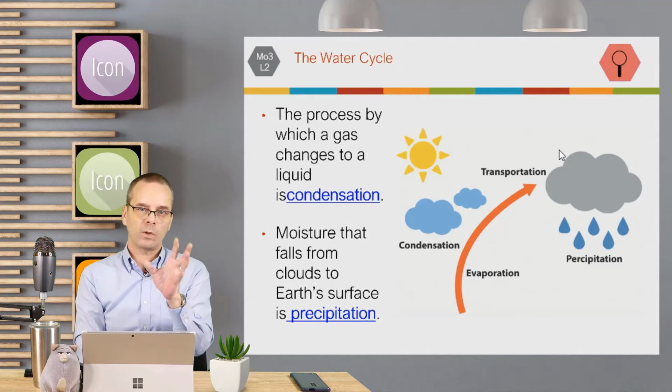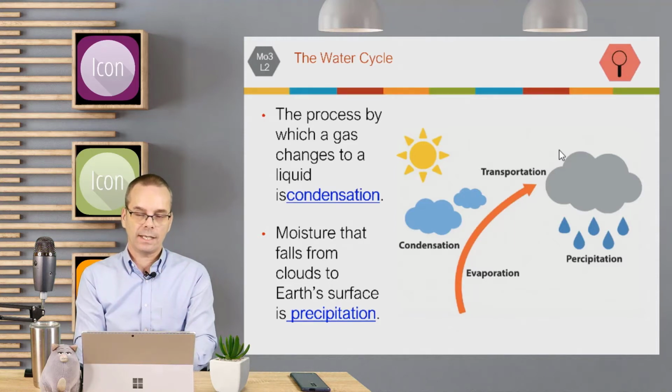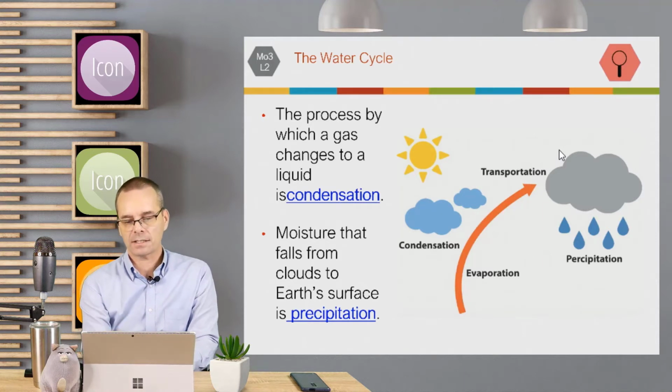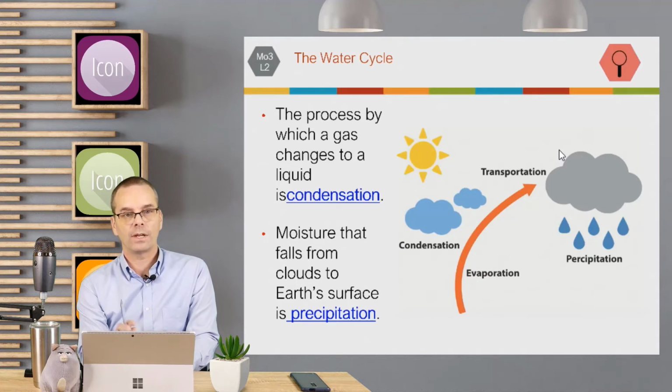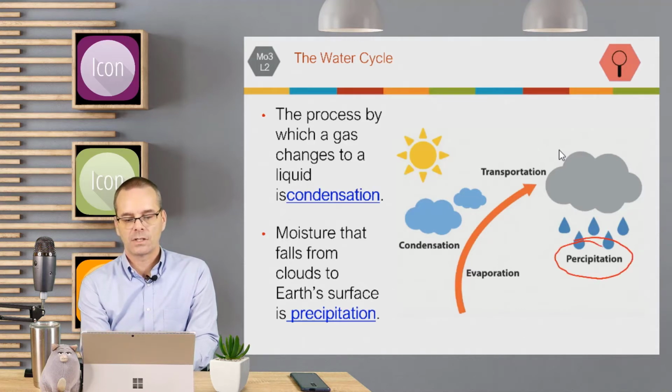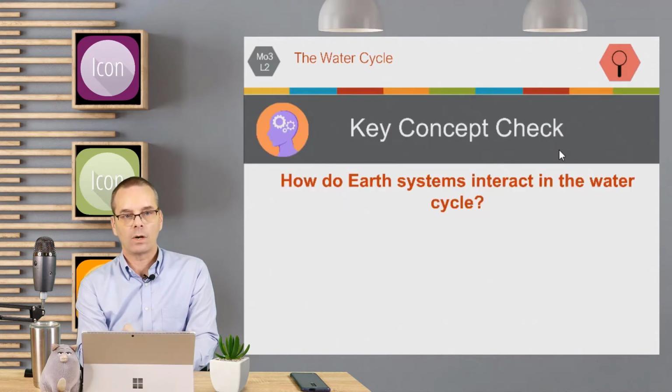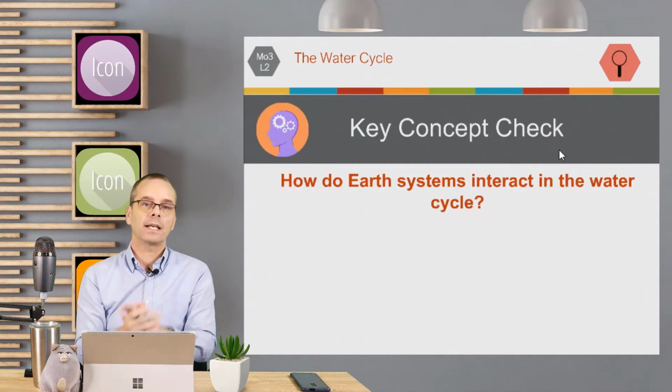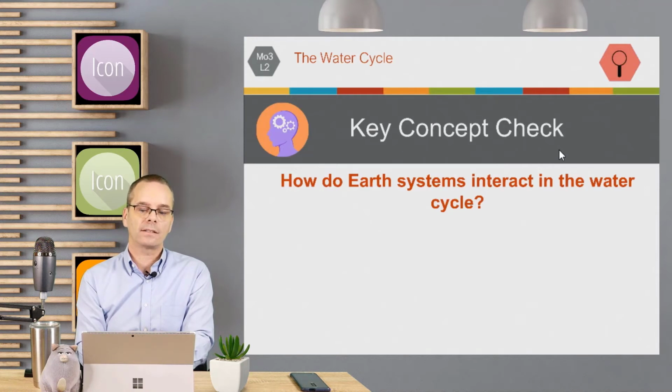The process by which gas changes to a liquid, again, is called condensation. All right? So it changes from a gas to a liquid. The moisture that falls from clouds to the Earth's surface is called precipitation. So you have condensation and precipitation. Now, key concept check. How do Earth systems interact in the water cycle?